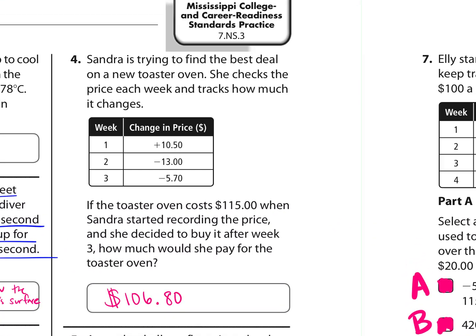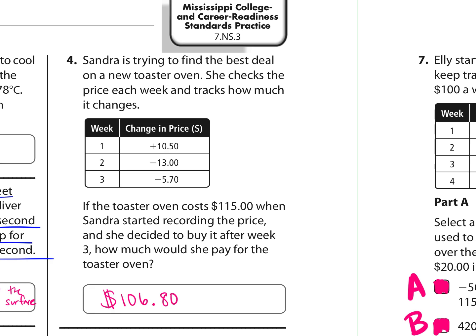Number 4, Sandra's trying to find the best deal on a new toaster oven. She checks the price each week and tracks how much it changes. If the toaster oven cost $115 when she started recording the price, and she decided to buy it after week 3, how much would she pay for the toaster oven?